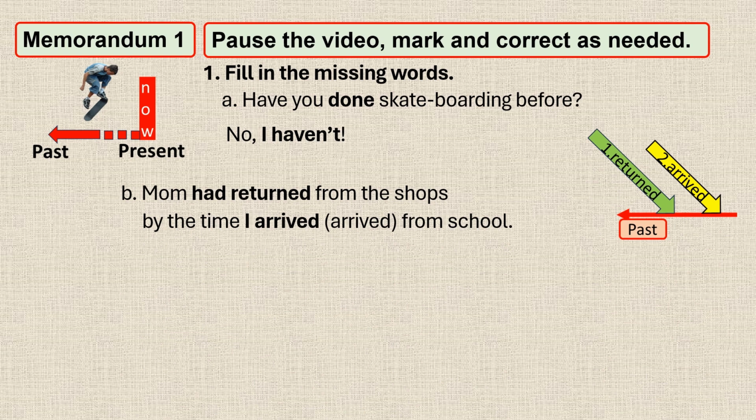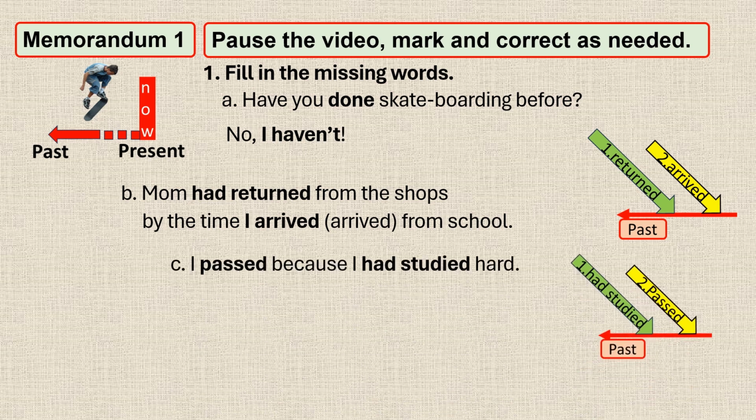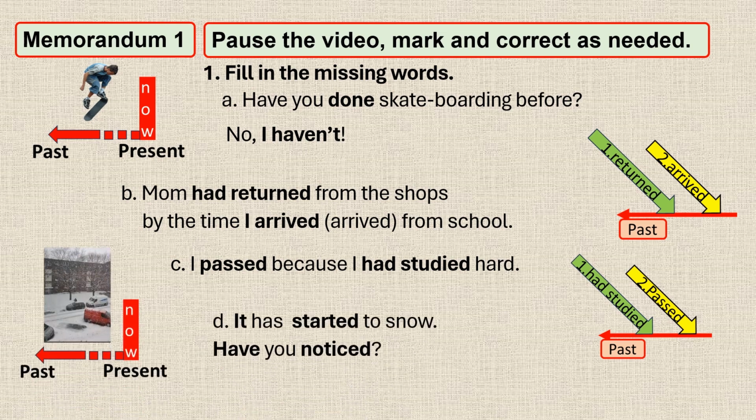Number 2 or B: Mom had returned from the shops. It's the first thing that happened. It's the furthest back by the time I arrived from school. C: I passed because I had studied hard. Where's had studied? The furthest back of the two. Number D: it has started to snow. Have you noticed?